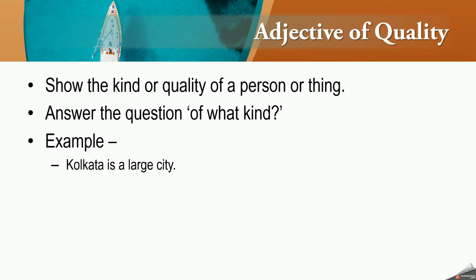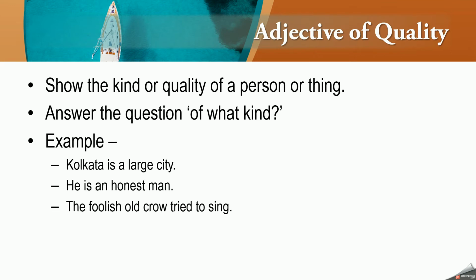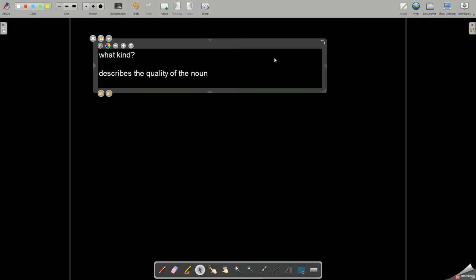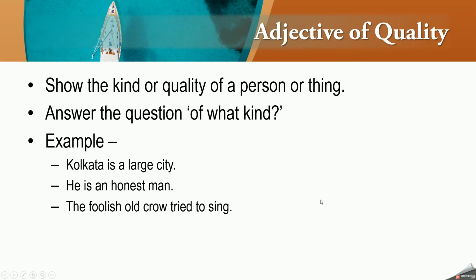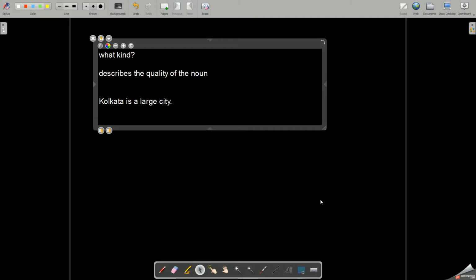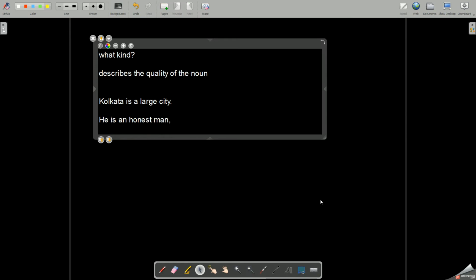Example: Kolkata is a large city. He is an honest man. The foolish old crow tried to sing. So in these 3 sentences, I'm going to point out the adjective of quality. So I write here the 3 sentences. He is an honest man.